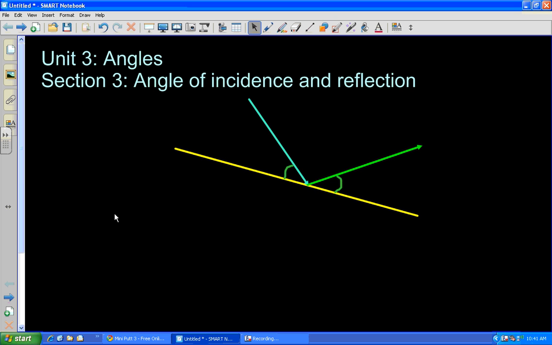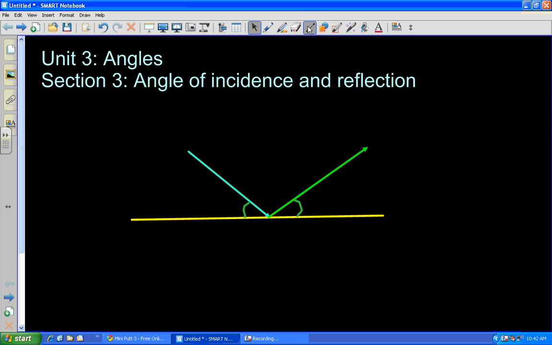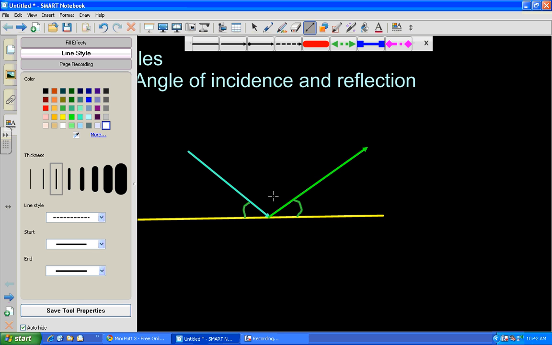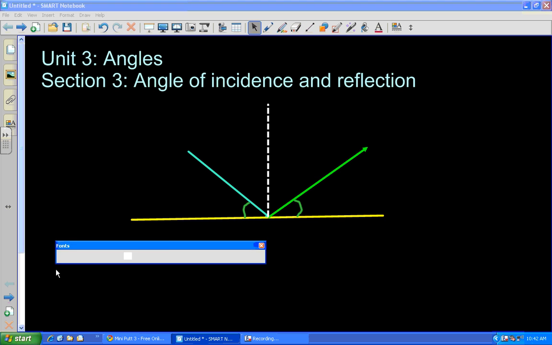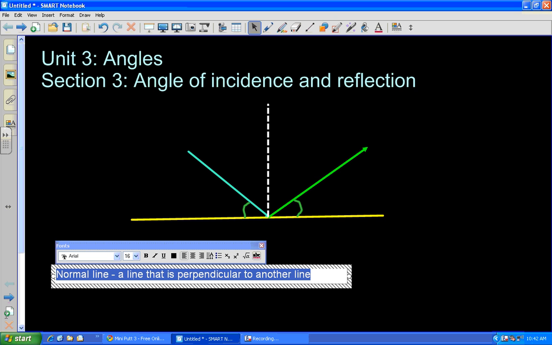We actually have, let me rotate this so we can see this a little better. There's something called a normal line. Does that sound familiar to anybody? Normal, right? The idea of a normal line, it is simply a line that is perpendicular to another line. So, normal line. A line that is perpendicular to another line. And that is all it is. Okay? So that white dotted line, that's our normal line.